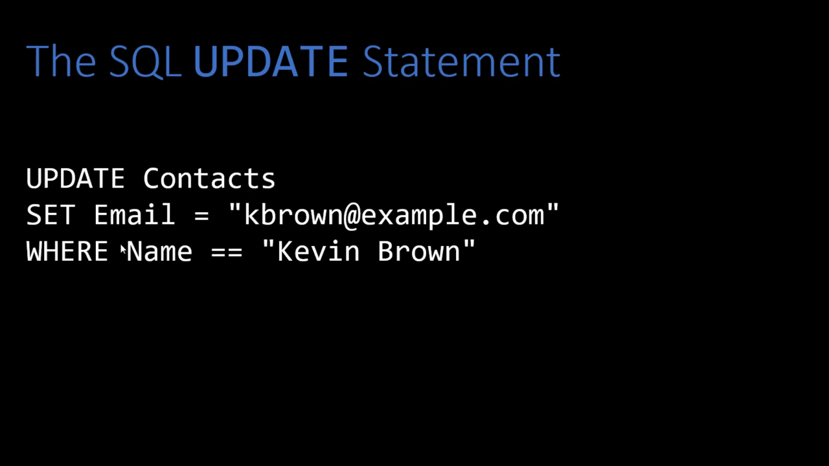Update contacts, set email equal kbrown@example.com. That's our new email address for Kevin, where name is equal to Kevin Brown. So this statement will go through the contacts table. It will find all of the rows where the name column is set to Kevin Brown. And for those rows, it will set the email column to kbrown@example.com. Okay, well, let's switch over to IDLE and let's see how this looks in code.